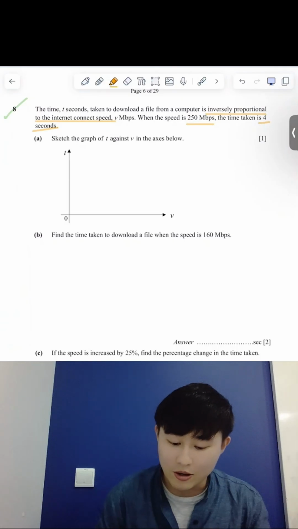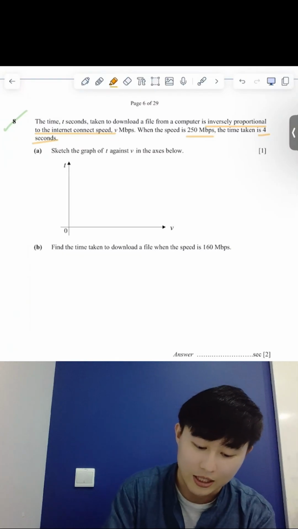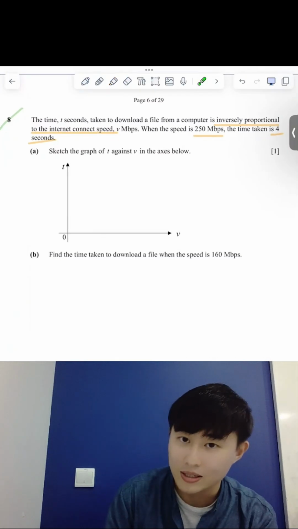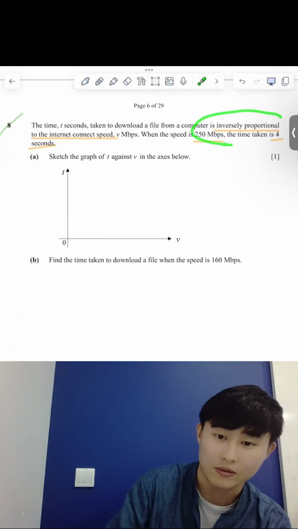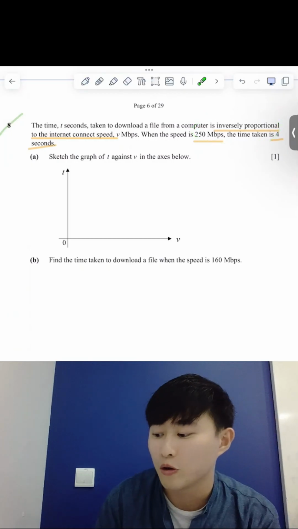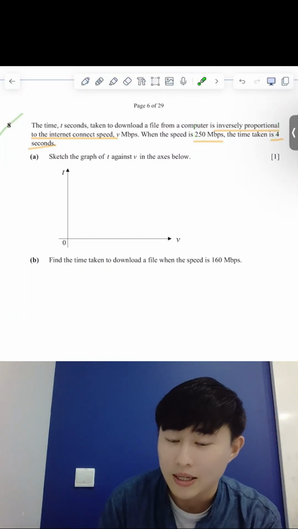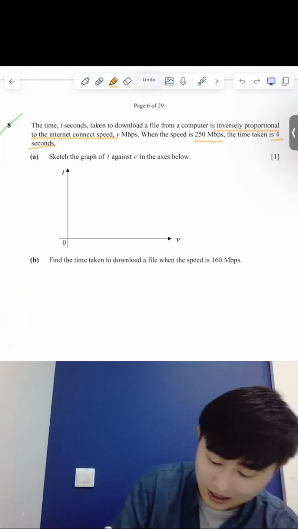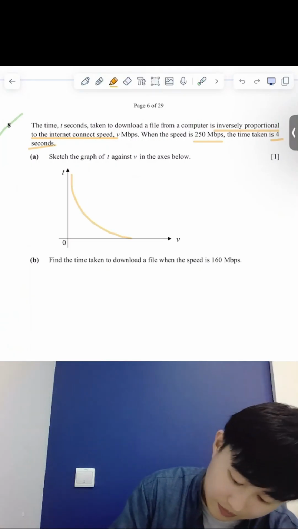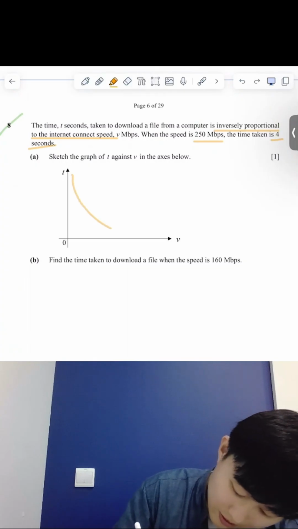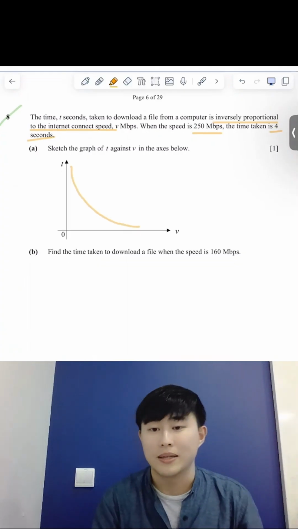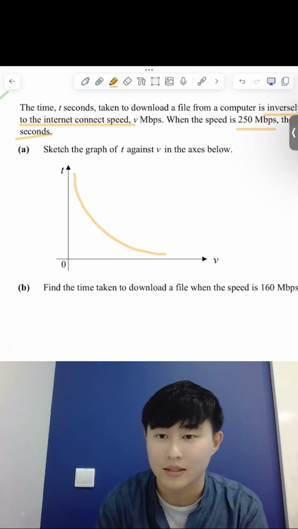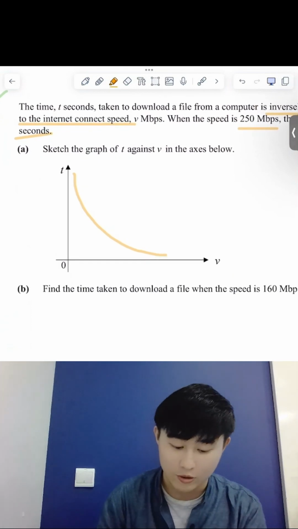Okay, this is sketch the graph of T against V. This concept here is inversely proportional. Those of you who are really good students should know inversely proportional basically means this curved line. Let me draw this thing properly. Like this. It's basically just a line that looks like this. So that's your 1 mark.